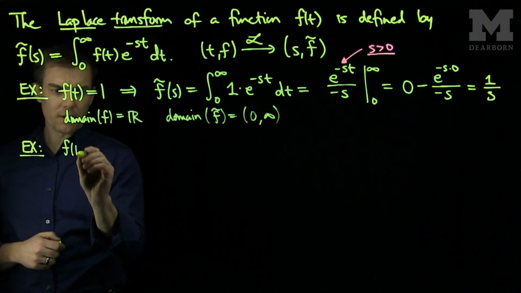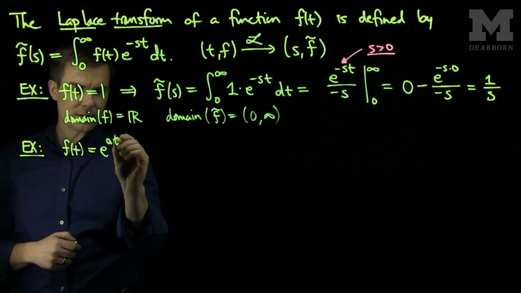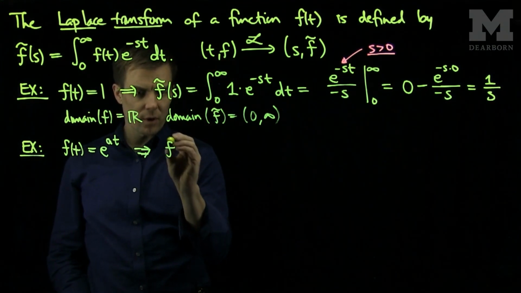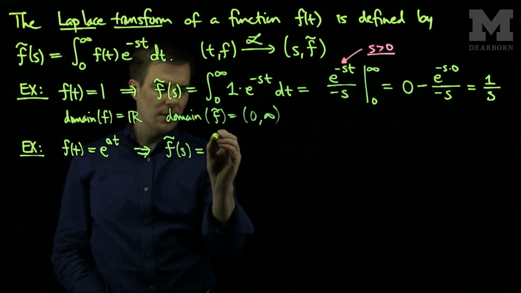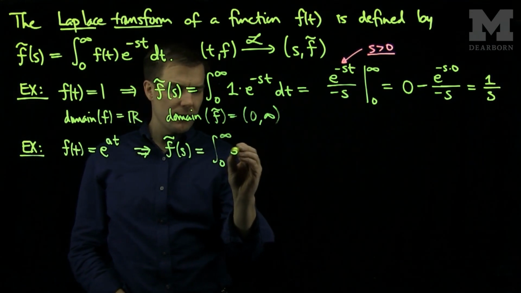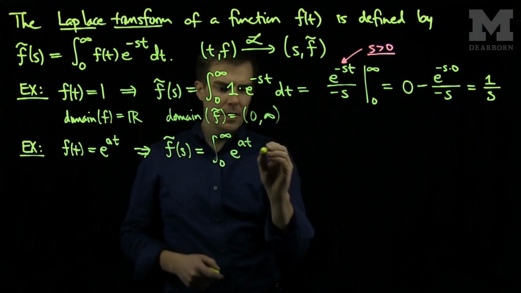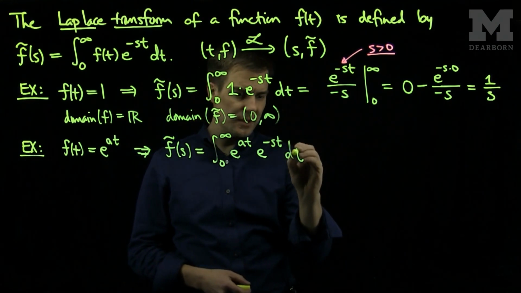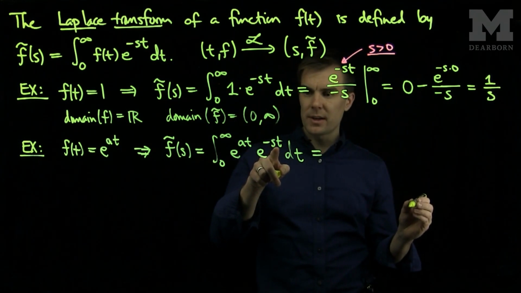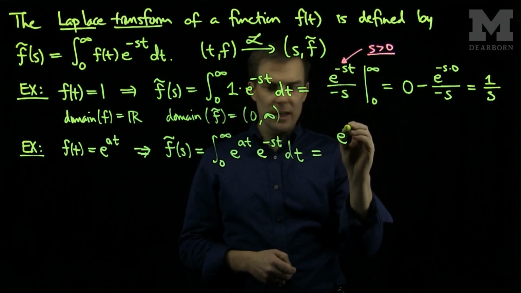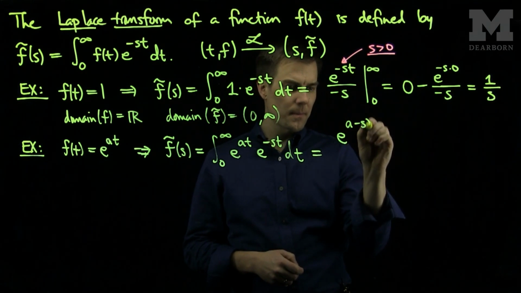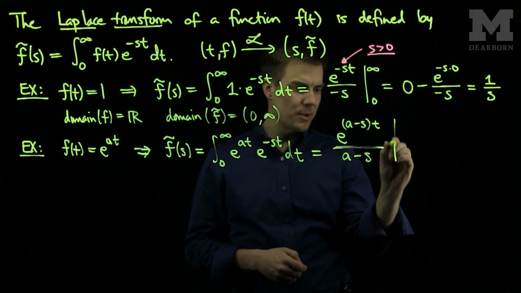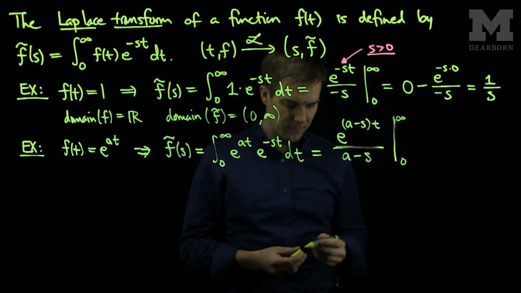If I look at the function f of t equals e to the at, we can find its Laplace transform by using this formula. The Laplace transform of e to the at is the integral from 0 to infinity of e to the at, that's my function, e to the negative st, that is called the Laplace transform kernel, dt. And this will also be easy to integrate with respect to t. It'll be e to the (a minus s) t over a minus s, and this will be evaluated from 0 to infinity.